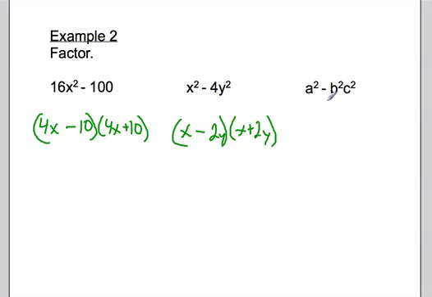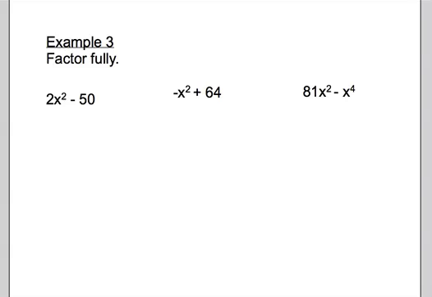And then the last example here is again a difference of squares. We get the square root of a squared, we get a. And we get the square root of b squared c squared, which is just bc. And that's going to be a minus bc here. Okay, a few more examples.